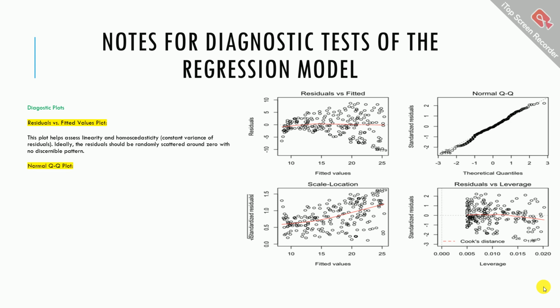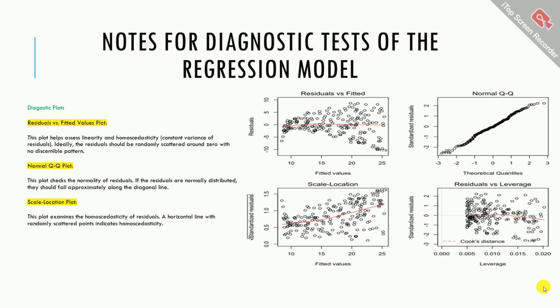The second scatter plot is the normal QQ plot. This plot checks the normality of the residuals. If the residuals are normally distributed, they should fall along the diagonal line. The third scatter plot is scale-location, and with this we can check homoscedasticity of the residuals. And the fourth scatter plot is that of residuals versus leverage, which deals with the outliers and leverage of data points.